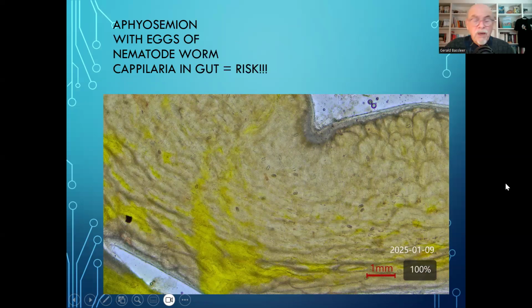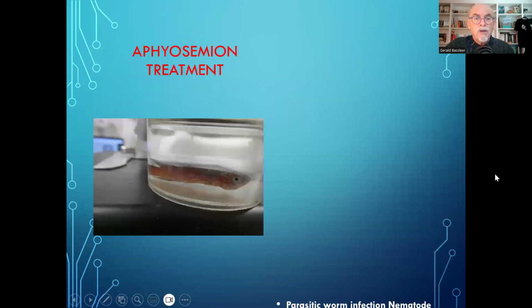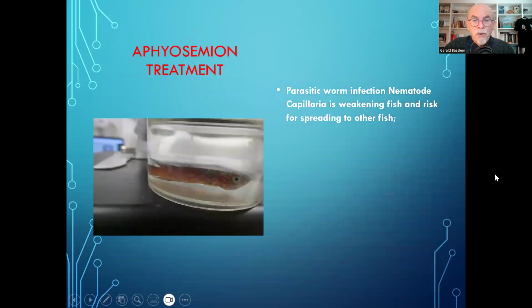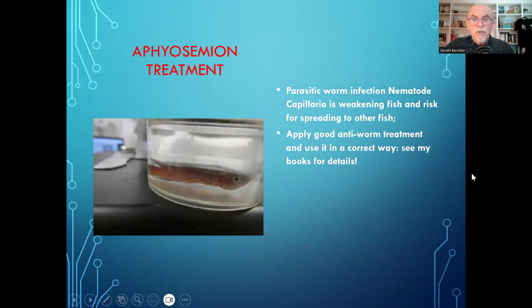So this might be interesting for you if you deal with fish you don't need to kill. You just take the excrements and you look for those Capillaria worm eggs. In my books, I have different pictures on that, and they are typical to be observed. And this tells you, well, I have a Capillaria infection, I should treat accordingly. So the parasitic worm is weakening the fish. It can spread to other fish. You have to apply a good anti-worm medication, and you have to apply it correctly, with the correct dosage.